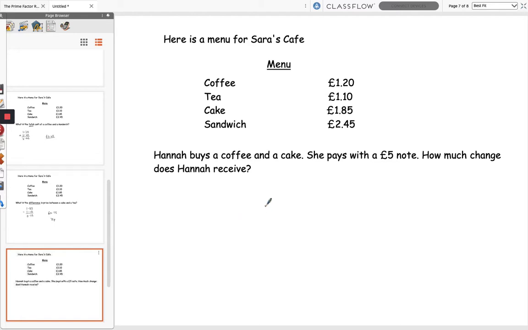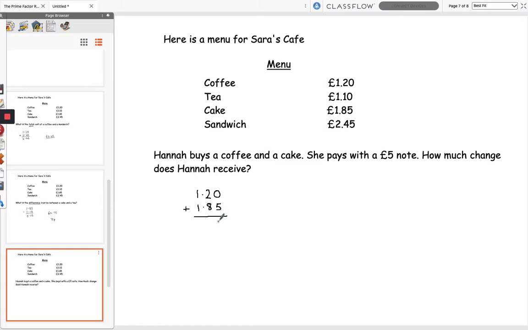And our final question. So we've got our menu again, and Hannah goes into Sarah's cafe and she buys a coffee and a piece of cake, and she pays with a £5 note. How much change does Hannah receive? So the first thing that we need to do is to work out the price of a coffee and a cake. So a coffee costs £1.20 and a cake costs £1.85. And I want to add those together to find what the total cost of a coffee and a cake is.